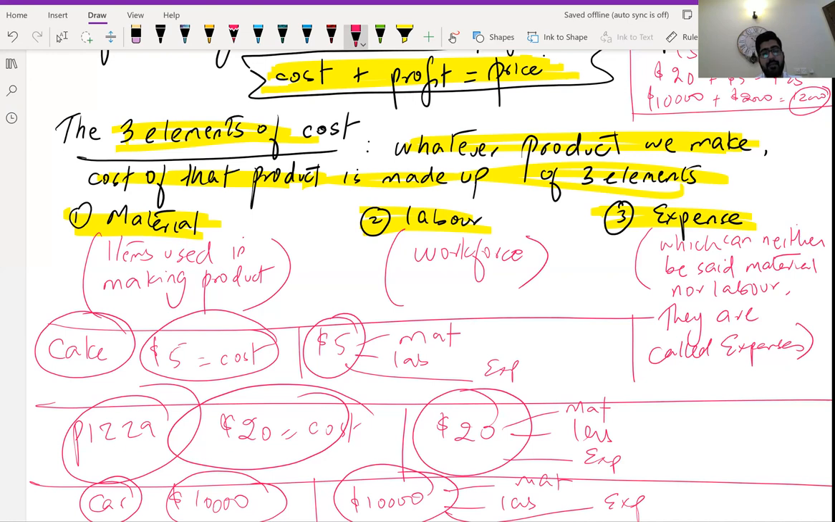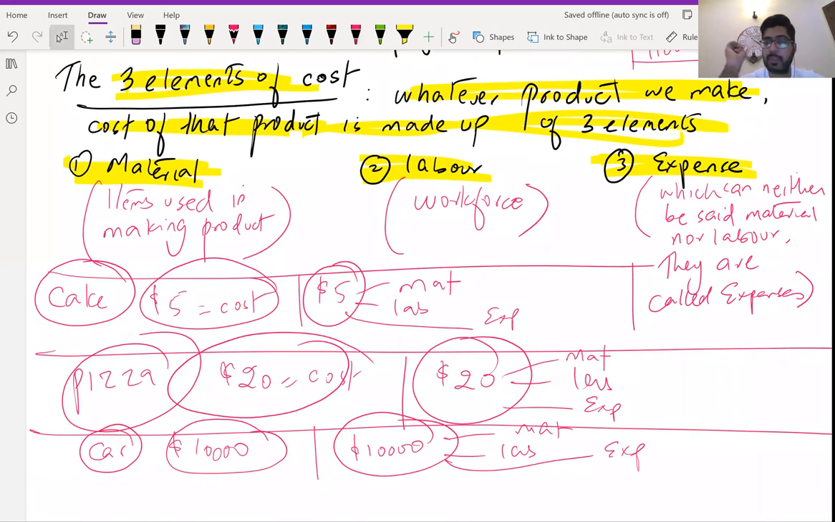So remember, whenever you make a product, it's not made for free. There's always some expenditure incurred in making a product, and that is called cost. Okay, and you can also see, let's suppose you went to a burger shop. The burger shop owner makes burgers. The burgers aren't made for free. He incurs some expenditure. That's cost. Let's suppose on making the burger, he spent $10. That $10 will always be spent on three things.